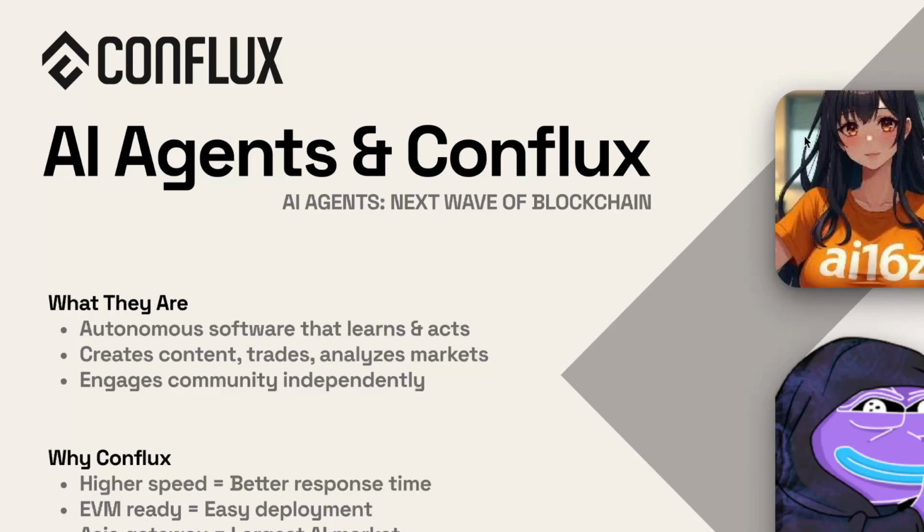So what are AI agents? AI agents are autonomous software that learns and acts on its own behalf. It could be a Twitter agent that interacts with people, creates content, even trades on chain, with the scalability of the EVM stack, and it can also engage the community independently. It's all autonomous. And why should people build AI agents on Conflux? Conflux has higher speed, is EVM ready, as we talked about, and is the absolute gateway to Asia.